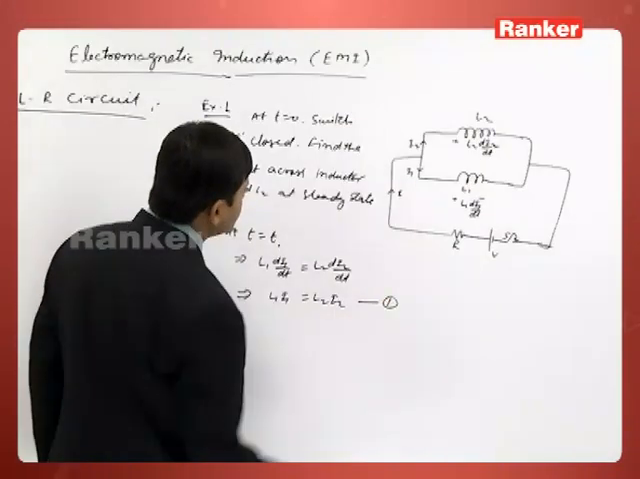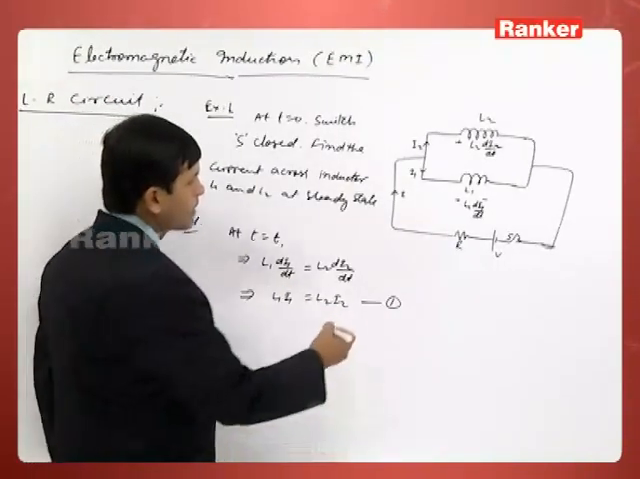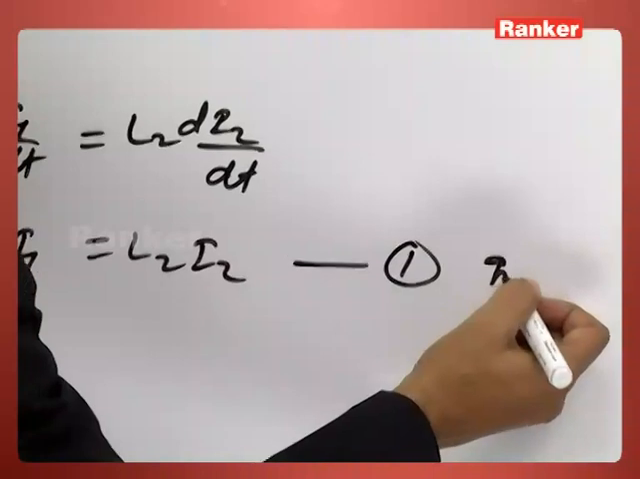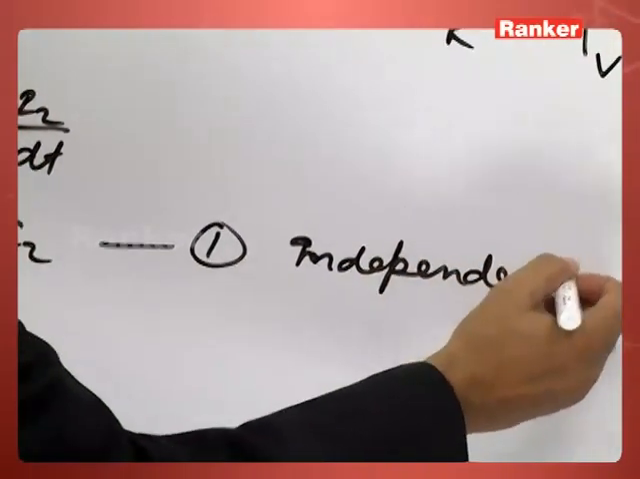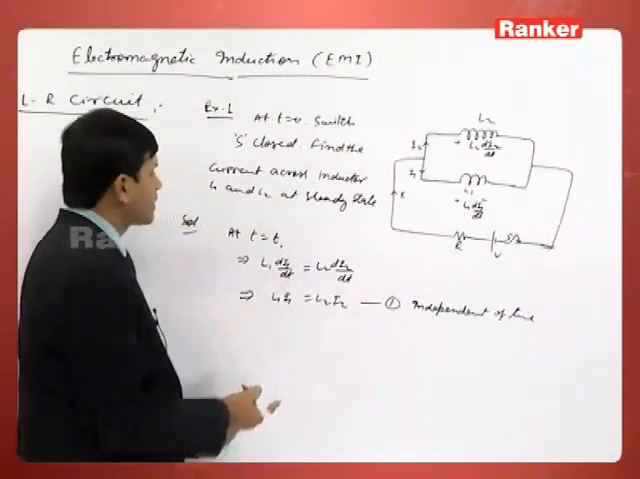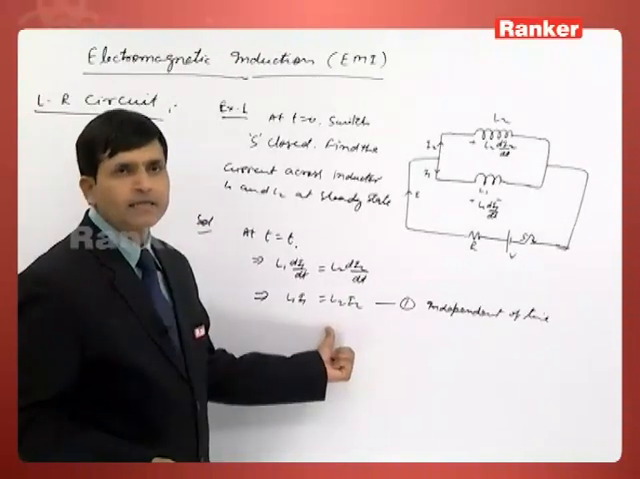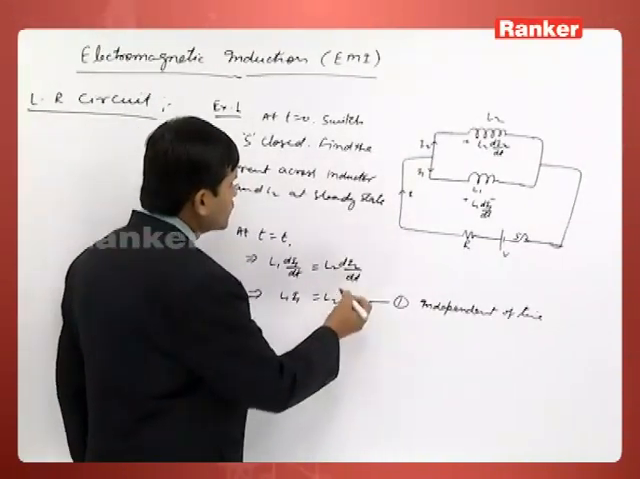This is one equation, and this equation is independent of time. It means this relation is valid for all time, either steady state or initial state. So L1 I1 is equal to L2 I2.